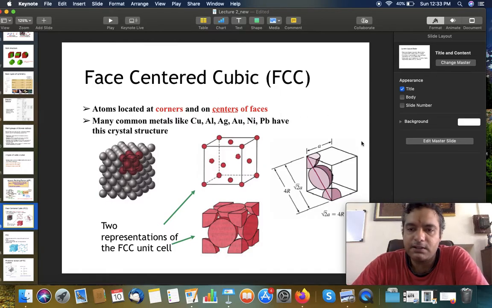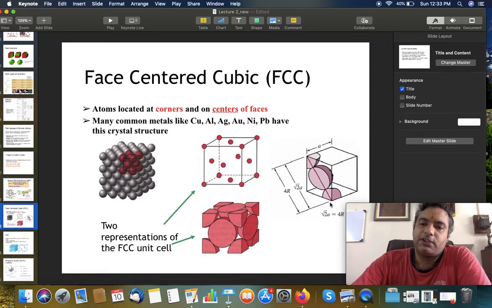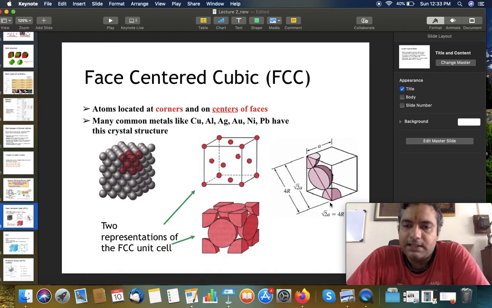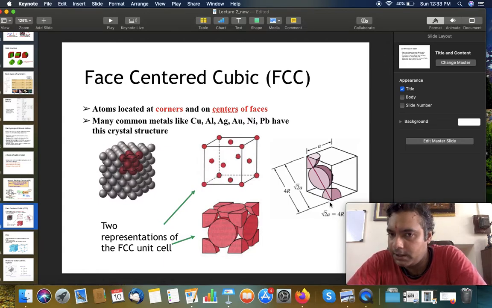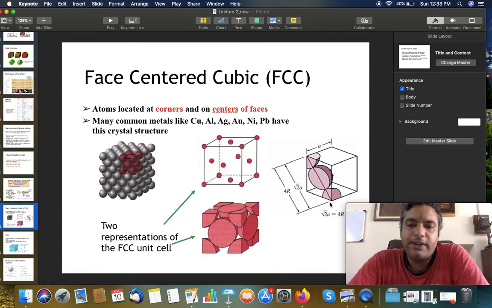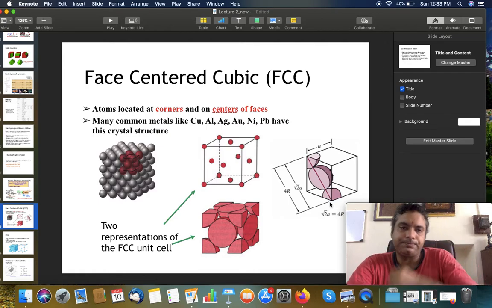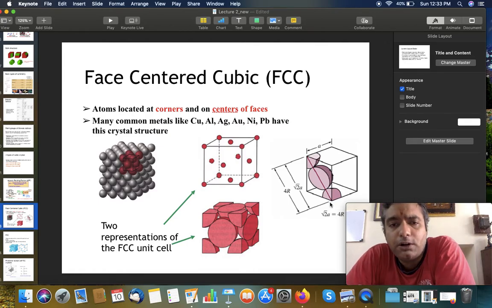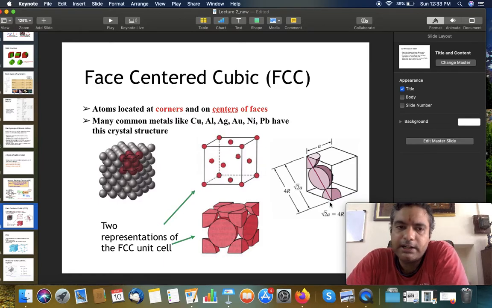In this structure, which is on the last right, you will see the radius is 4r, or the diagonal is represented by square root of 2 multiplied by a, which is the side of the cube. There is half an atom on each face center and 1/8 of an atom on each corner. Many common metals like copper, silver, nickel, and lead have this kind of FCC structure.